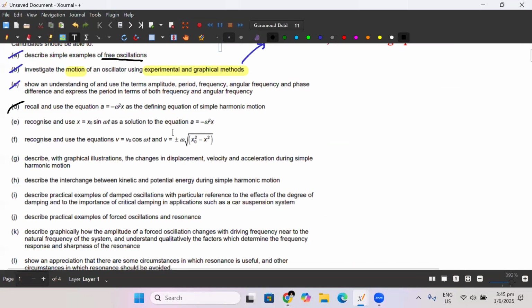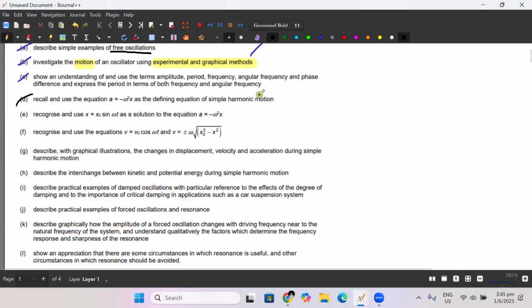Done with this. Okay, then look at the next one. What do we do already? Okay, so recognize and use x = x0 sin ωt as the solution to this equation. So they're just trying to tell you must know these equations, and you must know that you can sub this into here. So yeah, when you do the questions, basically be aware that you can use this and this. Okay, so I'll mark off P.